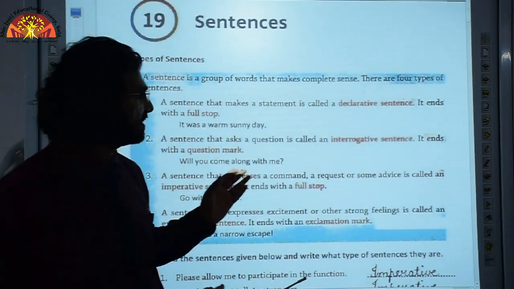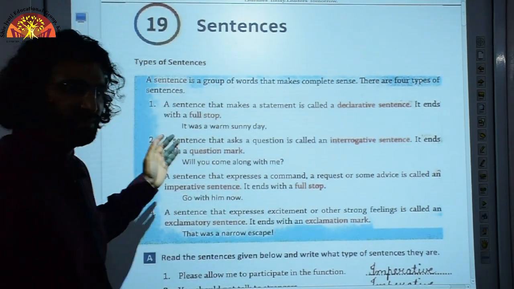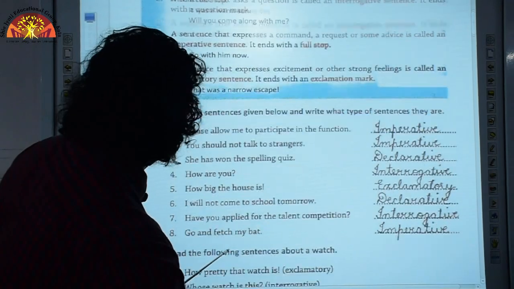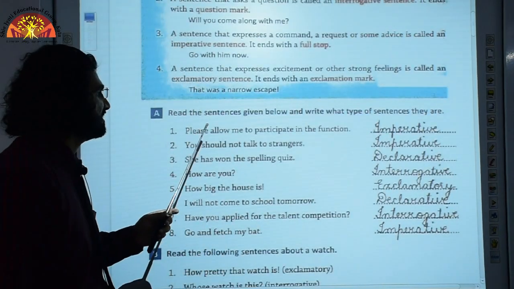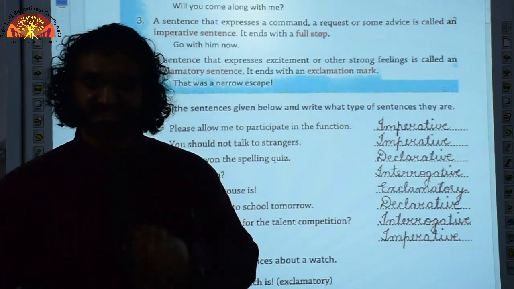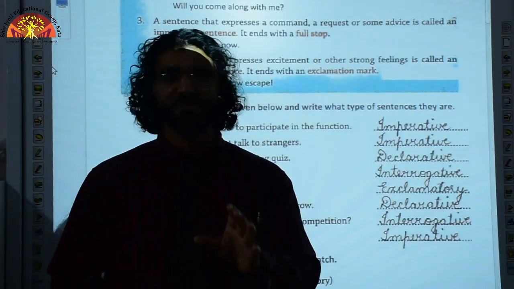We have studied about them a few moments ago. We were just going through your book, and we will now start doing the exercise. Read the sentences given below and write what type of sentences they are. So exercise A, we need to identify the type of the sentences.